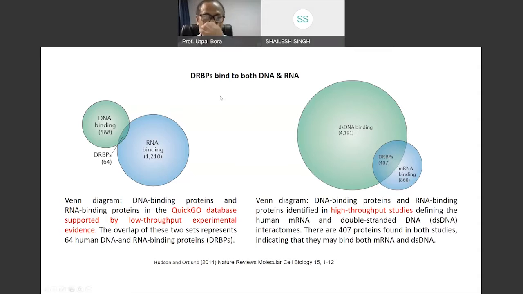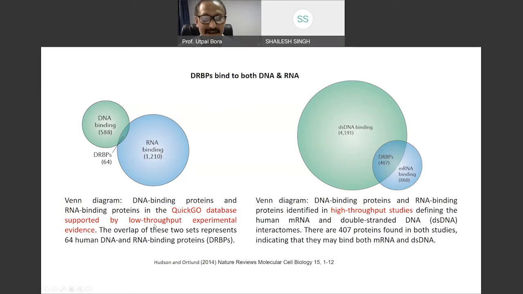Right now, the story of RNA binding is over in a way for the time being. Let us move on to the class of molecules, nucleic acids, which bind to both DNA and RNA. Now we look into the Venn diagrams on both the sides.